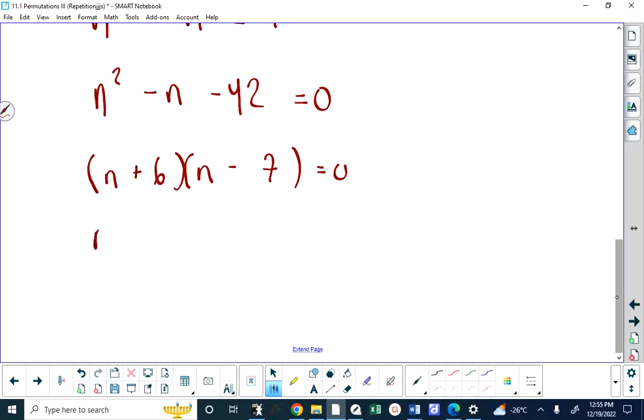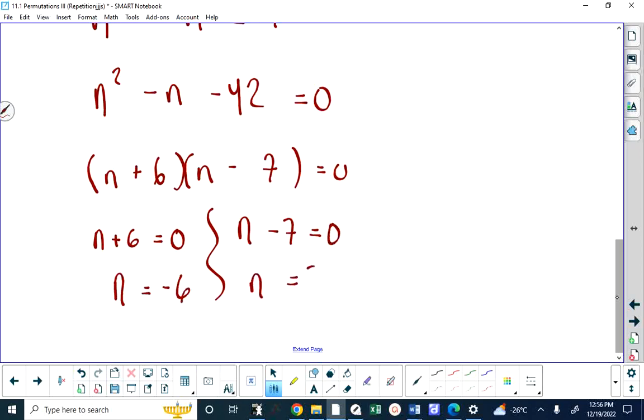But when we solve this, of course, it's Monday, so I just want to make sure that you remember the numbers we found are not the solutions. This leads us to n plus 6 equals 0 and n minus 7 equals 0. This leads us to n is equal to negative 6 and n is equal to 7. But because of the limitations in Math 30-1 about permutations and factorials and all that, n cannot be negative 6.